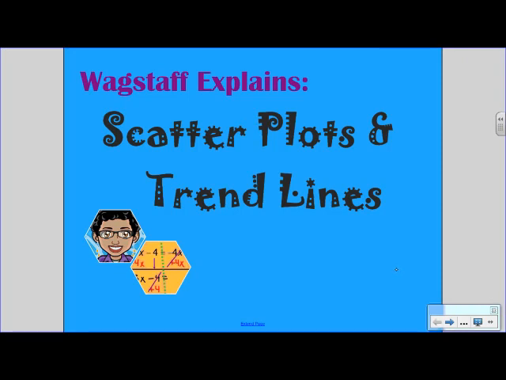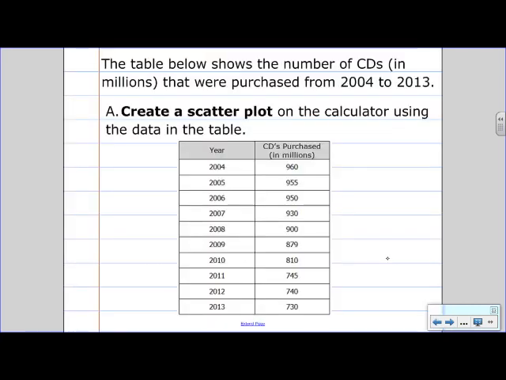Today's topic, scatter plots and trend lines. Let's take a look at our question. The table below shows the number of CDs in millions that were purchased from 2004 to 2013. So we're going to start by creating a scatter plot on our calculator using the data in this table. So let's go to our calculator.